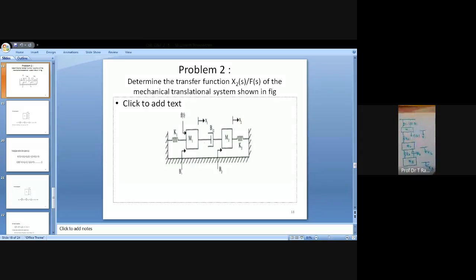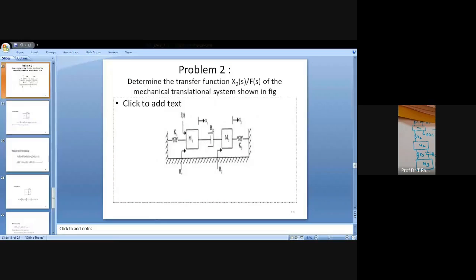How many masses are there? So the problem is very simple. In this, how many masses are there? Please type your answers in the chat box. Three masses are there. So if we have three masses, we need to write three equations, three body diagrams.